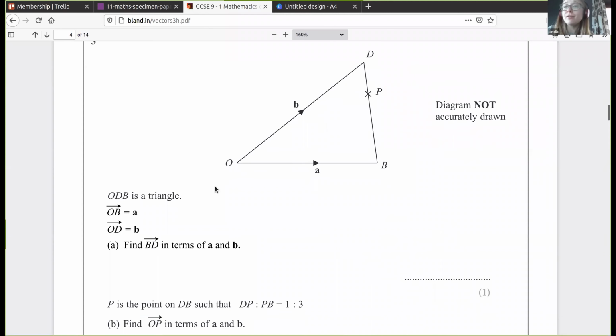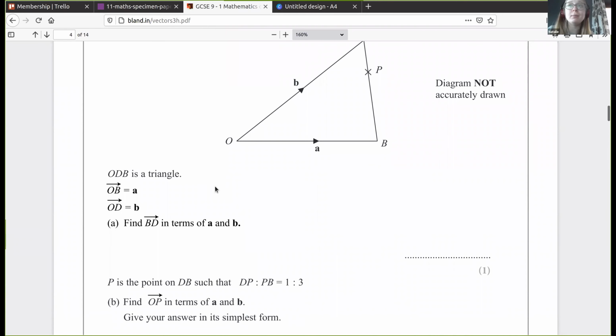You'll see vectors follow the exact same pattern. All questions follow the same rhythm. You find the simple vector and then you use the ratios or the geometry to work out what comes next.